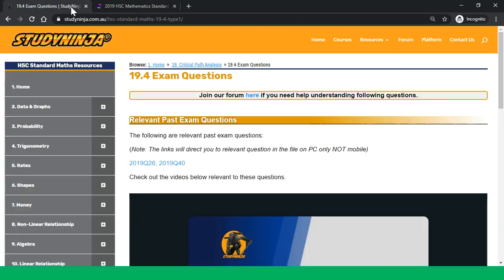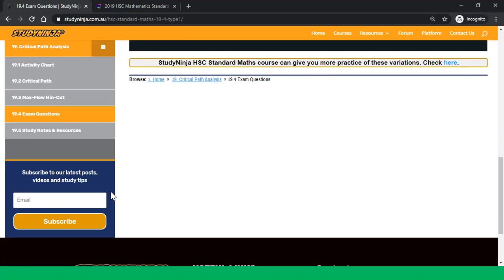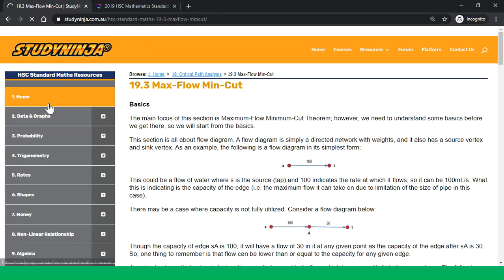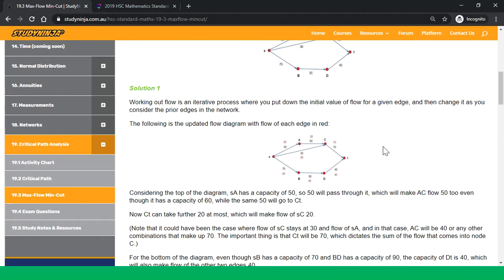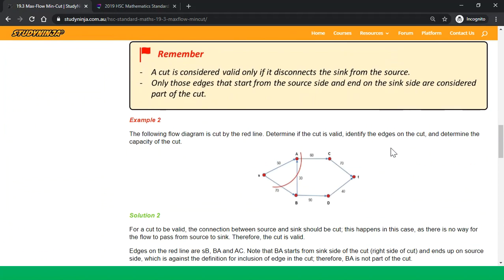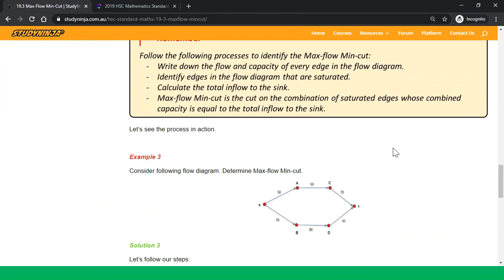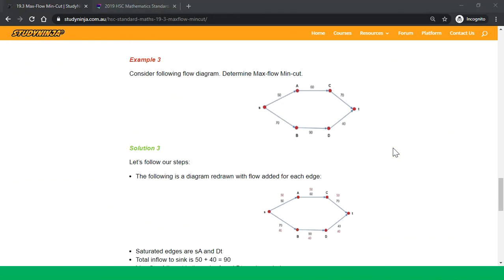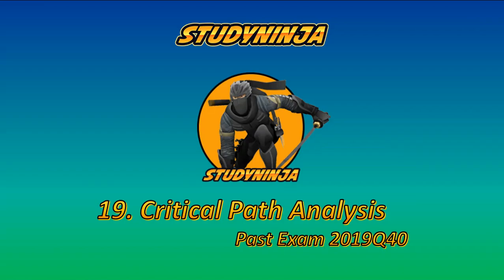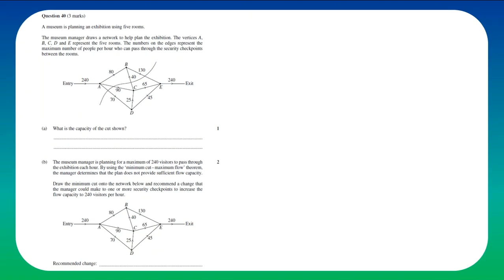And to solve this question, all the skills that you need to know are under 19.1, 19.2, and 19.3. Most importantly, this one, maximum flow and minimum cut theorem, which explains in detail what it's about through example and solution as well. So let's go into the question. Let's take that question out, which is this one.